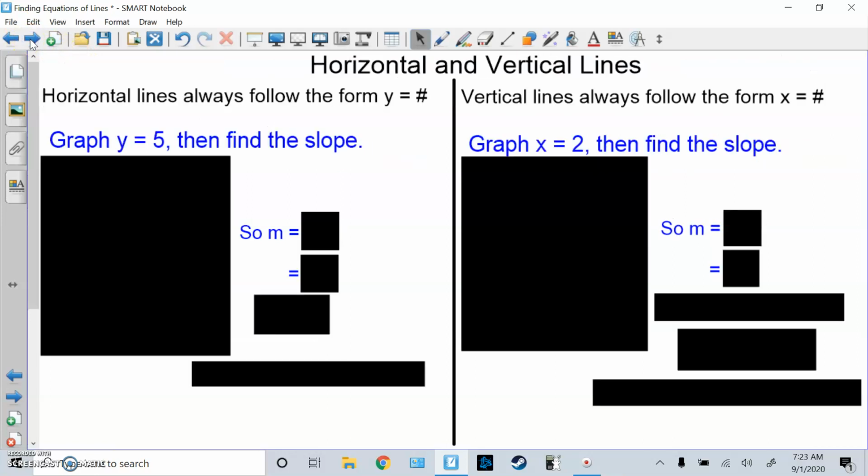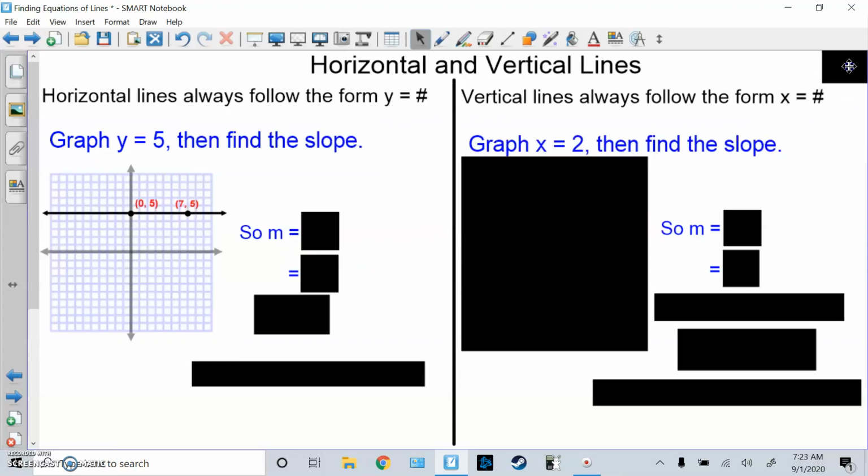All right, horizontal and vertical lines. Horizontal lines always follow the form y equals some number. So it says graph y equals 5, then find the slope. When I see y equals 5, I know it's horizontal, but also I think y is always 5. It can't be anything else.